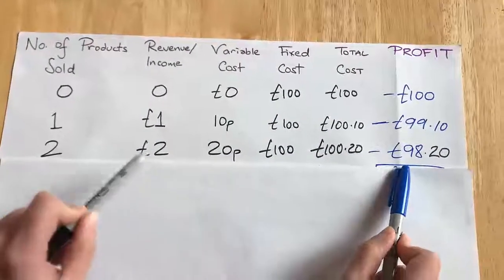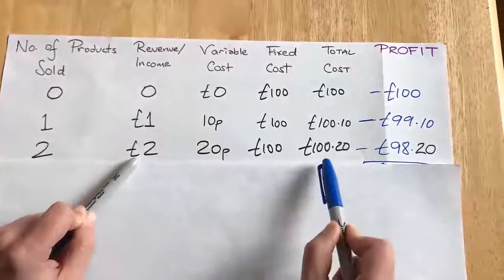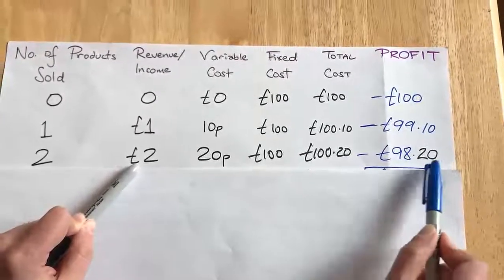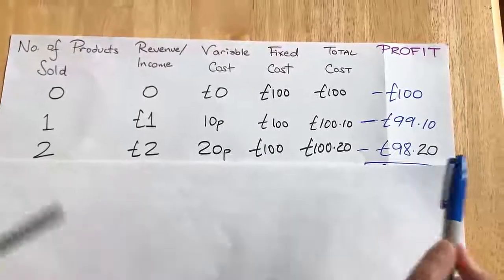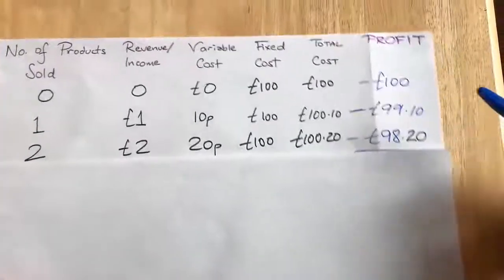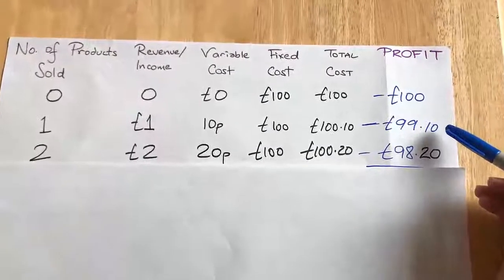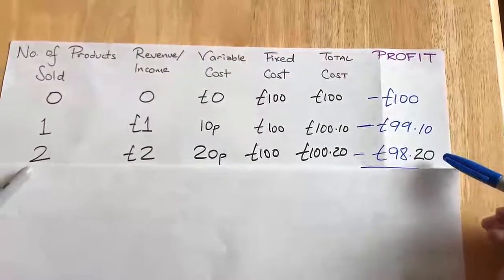How do we work out profit? £2, the money that we got from the customer, minus our total cost. It gives us £98 and 20 pence. Now let me repeat the point I said earlier. If we make no products, we make £100 loss. If we make one product, we're making less of a loss. If we make 2 products, now we're making even less of a loss.